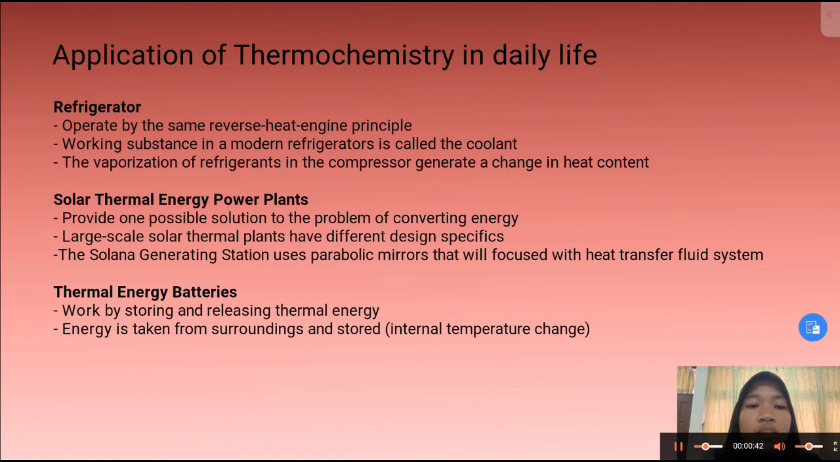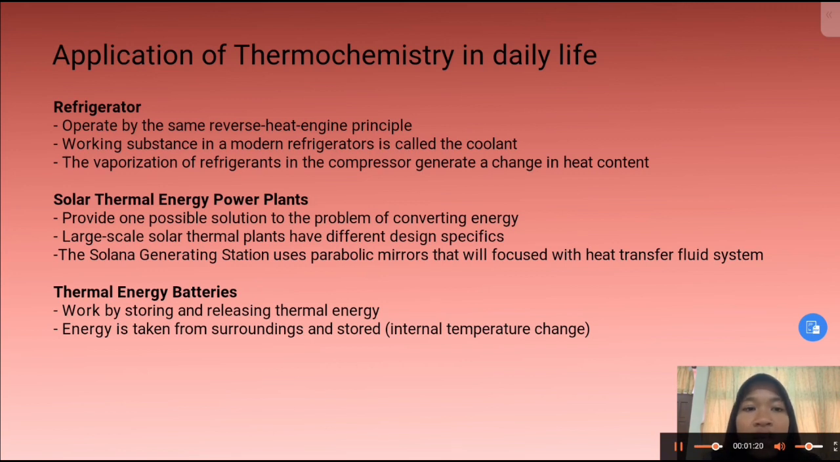Next is solar thermal energy power plants. Solar thermal provides one possible solution to the problem of converting energy from the sun into energy that we can use. Large-scale solar thermal plants have different design specifics, but all concentrate sunlight to heat a substance, where the heat stored in the substance is then converted into electricity. The Solana generating station uses parabolic mirrors that focus sunlight on pipes filled with a heat transfer fluid.